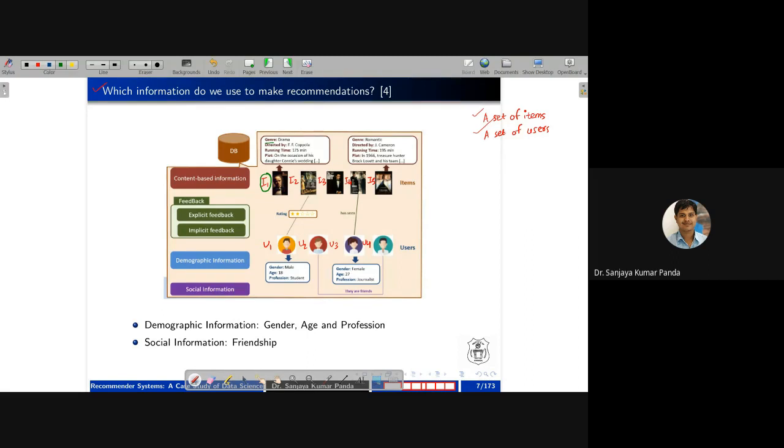Then this movie is directed by F.F. Coppola, who is the director of this particular movie. Then we have a running time. The running time of this movie is 175 minutes. And you can also keep who is the actor, who is the actress, and more details about this particular movie.